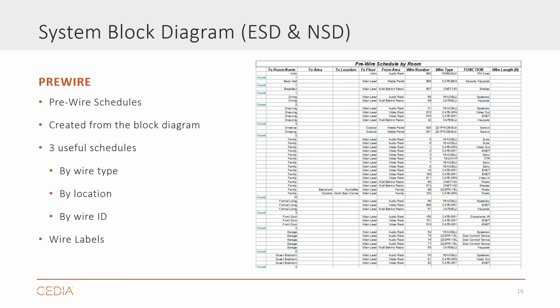This wire schedule by room is mainly intended for installers to know which wires are being pulled to, usually the room, and pulled from, usually the AV rack or head end. Since these schedules are created from the block diagram, all wire lists will be accurate and complete.